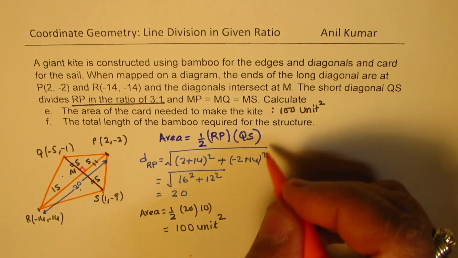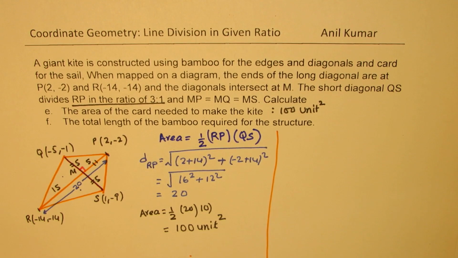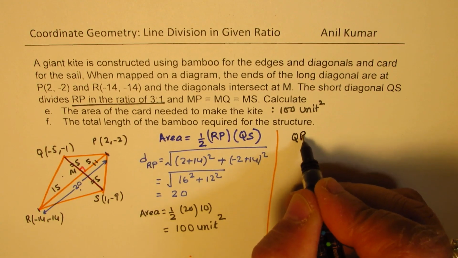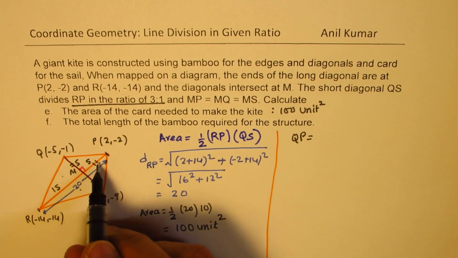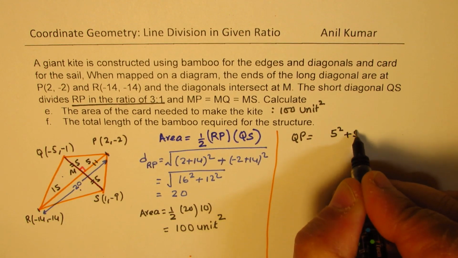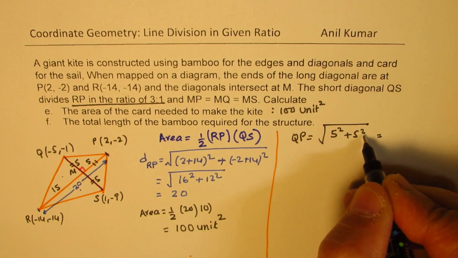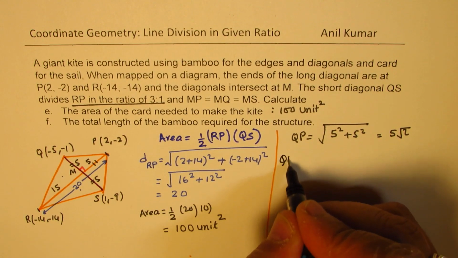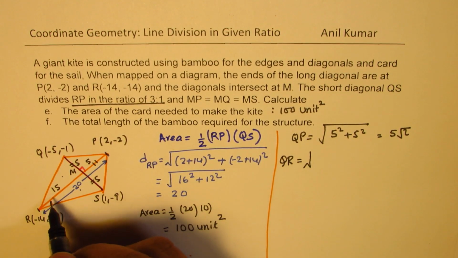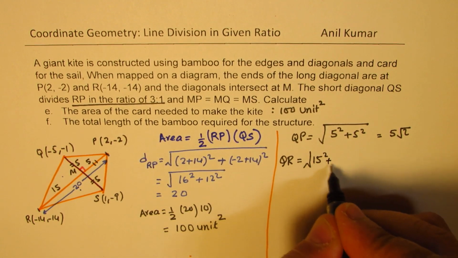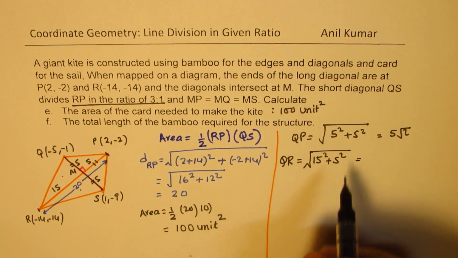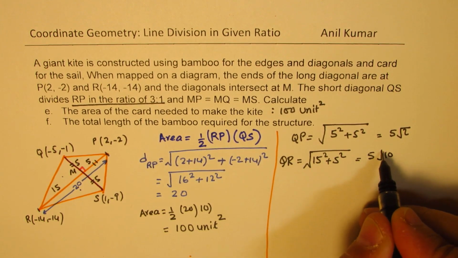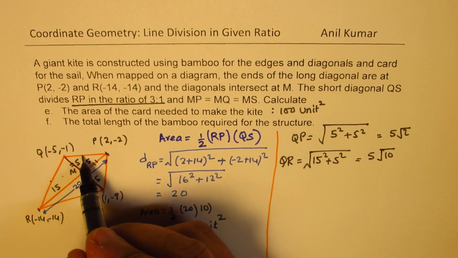Now let's find the perimeter. Since this is a right angle triangle, we can find QP as equal to the square root of 5 squared plus 5 squared, which is, you can take 5 outside, 5 square root 2. And similarly, QR will be the square root of 15 squared plus 5 squared. Now here also you can take 5 squared outside, which becomes 5 times the square root of 9 plus 1, which becomes 5 square root 10. So we know these two sides.